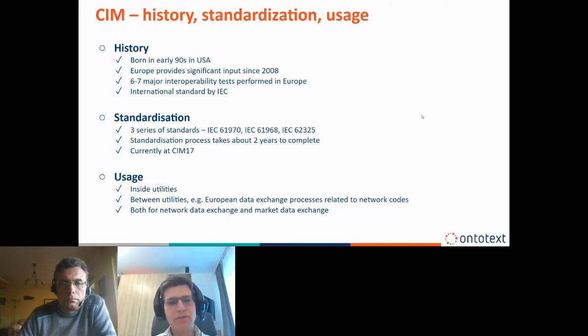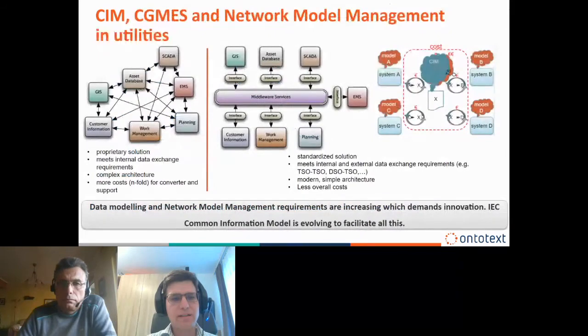How this is used, it's mainly on three levels. We have inside utilities, where each utility can have it for their own purposes, but also use cases like we just mentioned for the 10-year plan and the grid model, the common grid model, or something which is international. To go further in the slide.